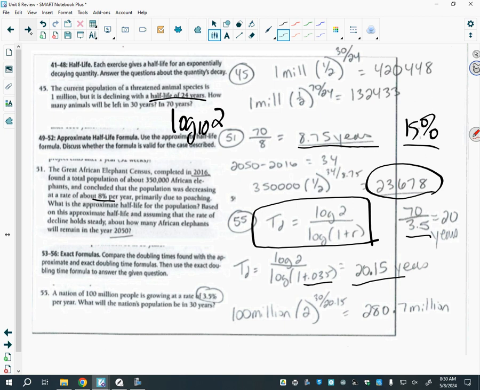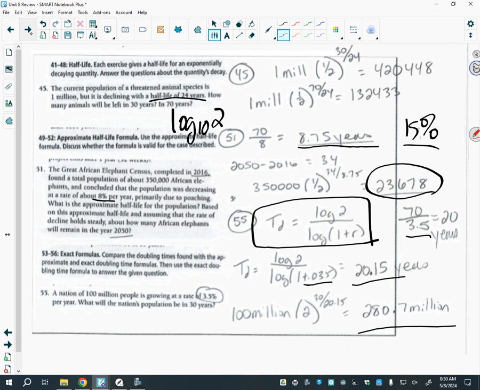And then using the exact time, what will the population be in 30 years? If it started with 100 million, I just did the same formula that we did over and over again, and I got, like, 280.7 million people.